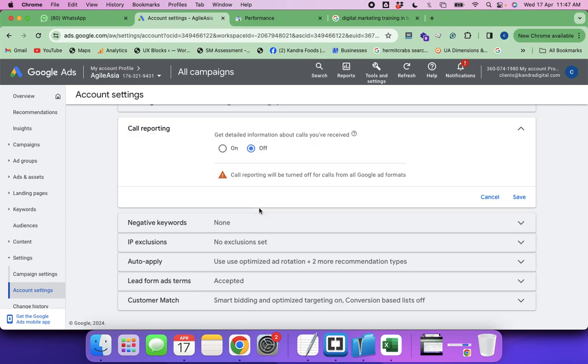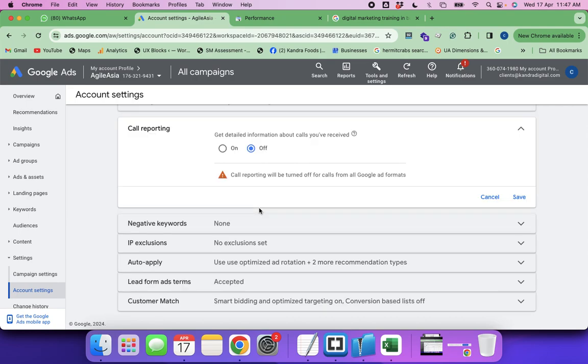Call reporting. Google Ads allows you to display a phone number as well, and people can directly call the number. When you are showing a number on the ad and people click on it, if you want to track how many people are calling that number, you can turn on call reporting here, which gives detailed information about the calls you have received. You will be able to get a report on how many people are calling by clicking on the number.